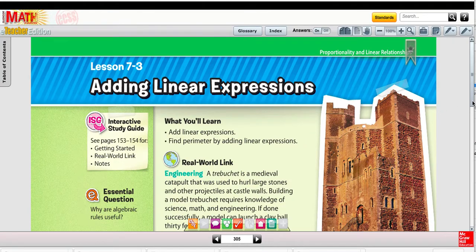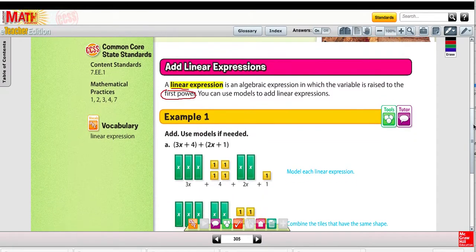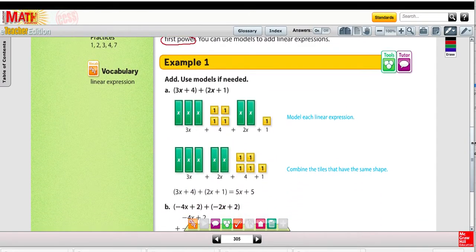So if we scroll down here, we have a vocabulary word, linear expression. All that means is that it's an expression where the variable in the expression is raised to the first power, okay? And that's going to come up again in a few chapters, but linear means the variable is raised to the first power, okay? And we are going to first start by adding some linear expressions.